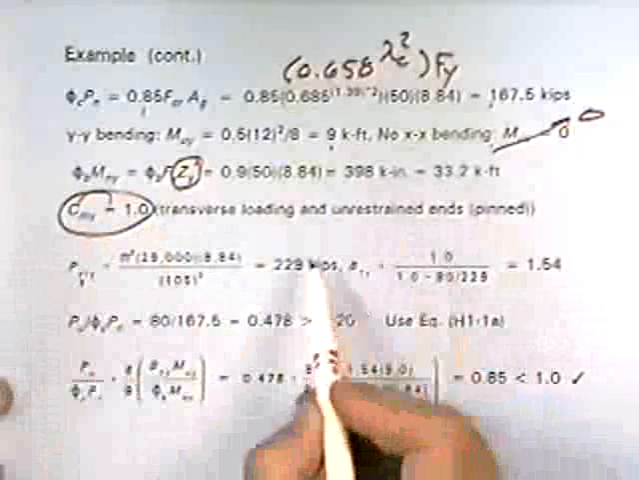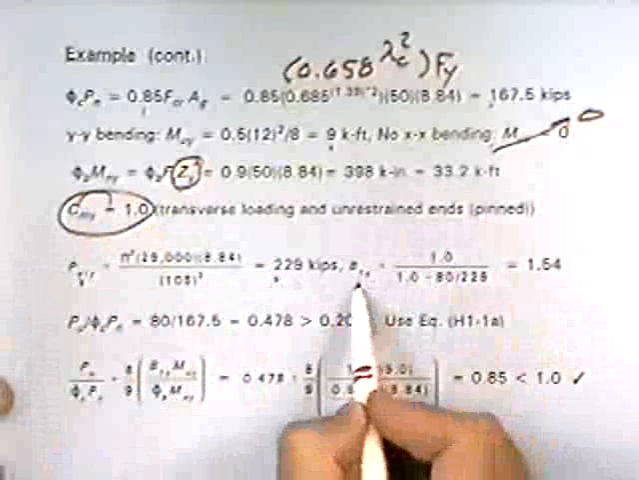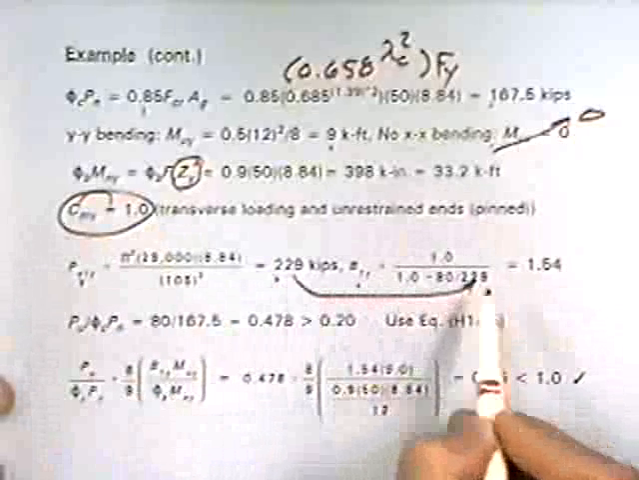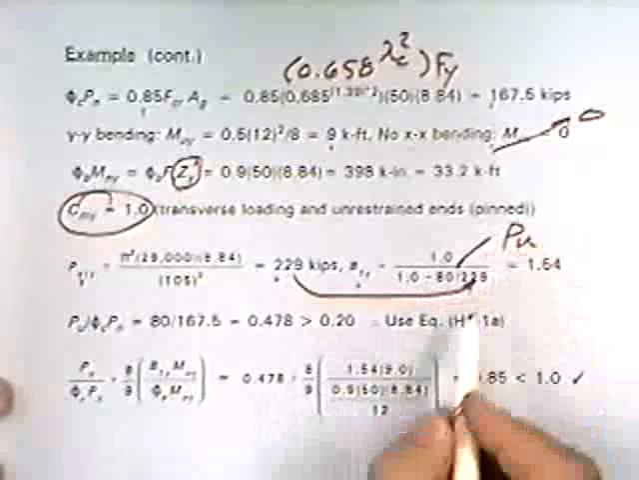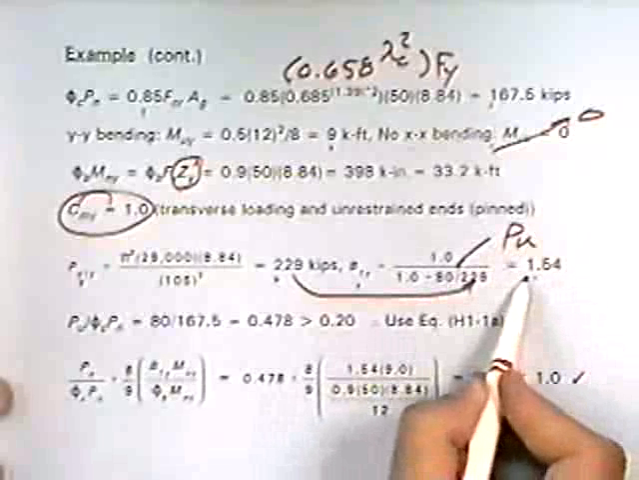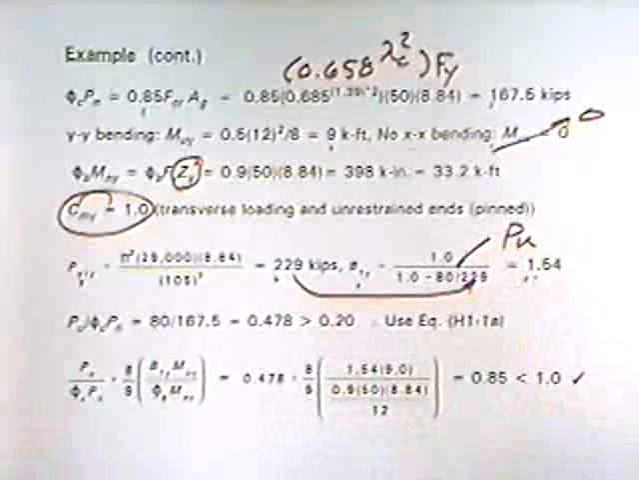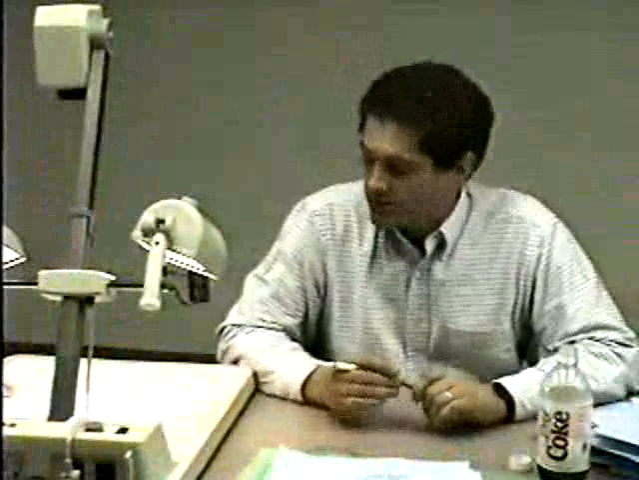You calculate the Euler buckling load, 229. The B1 plugs in here. The actual load on the column is 80 kips, and you come up with a moment magnification factor of 1.54. What that is saying is that the axial load increases the moment further, actually by 54%, which is pretty significant. So you don't want to ignore it on an exam, because you'll end up with a beam that may fail.